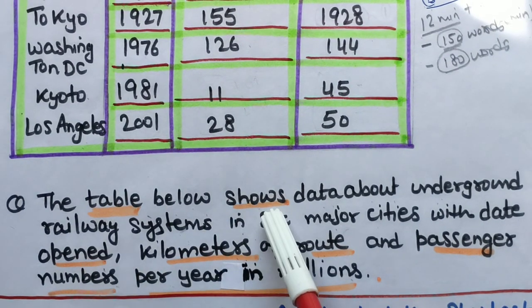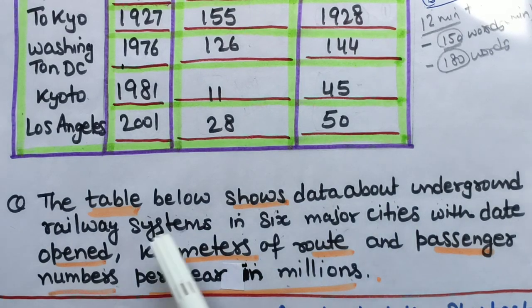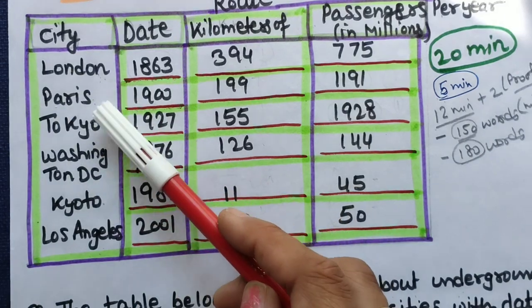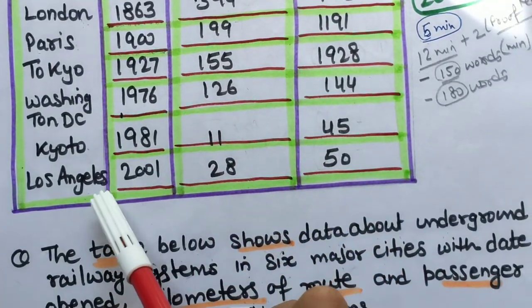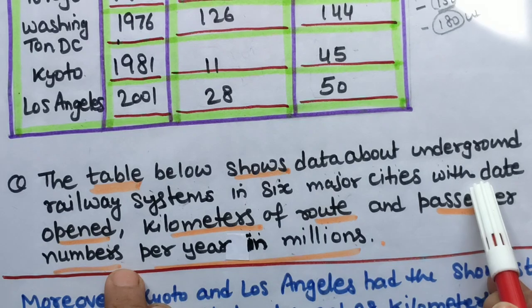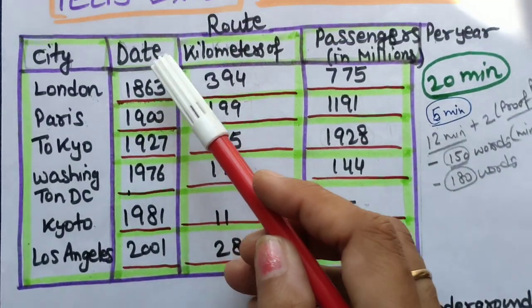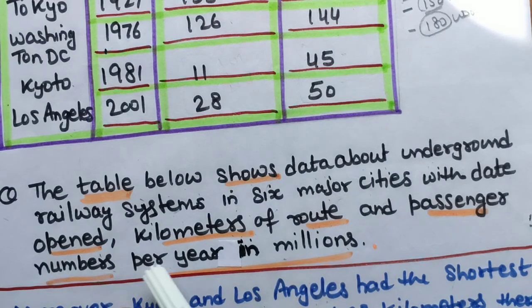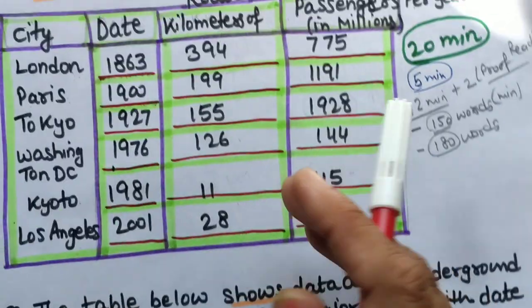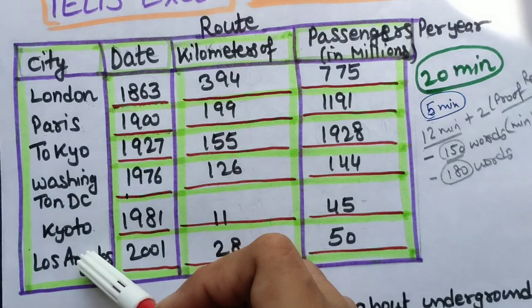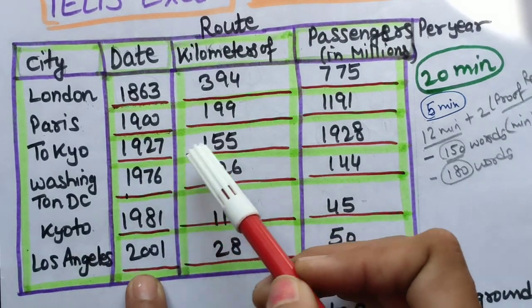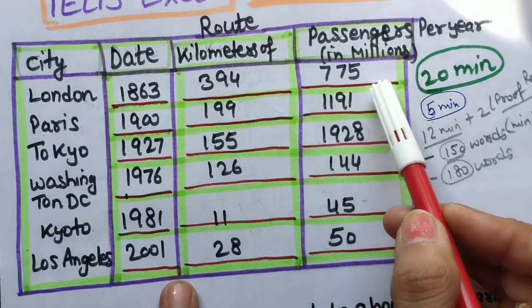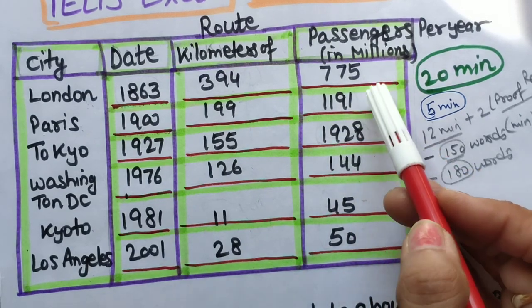The table below shows data about underground railway systems in 6 major cities: London, Paris, Tokyo, Washington DC, Kyoto and Los Angeles, with date opened, date of opening, kilometers of route and passenger numbers per year in millions. It means a table consists of 6 cities, information about date of opening of railways, kilometers of routes, and passengers in millions, the number of passengers transported in these railways.